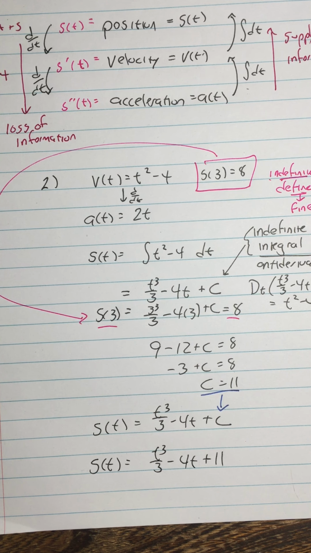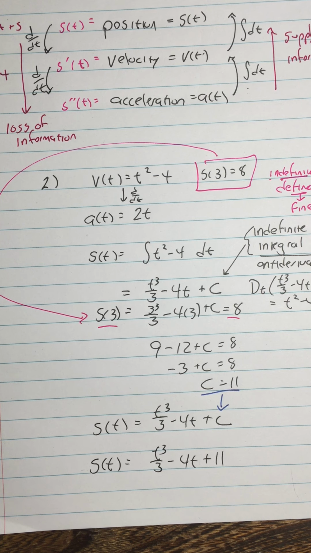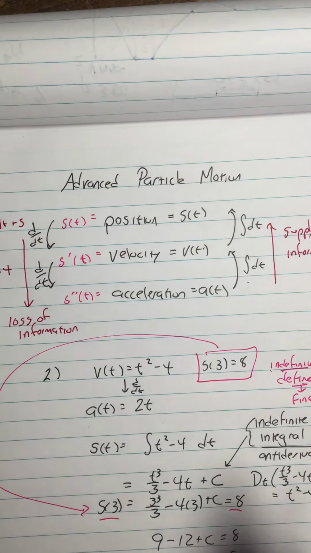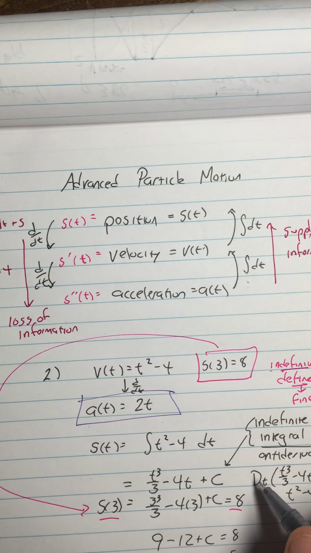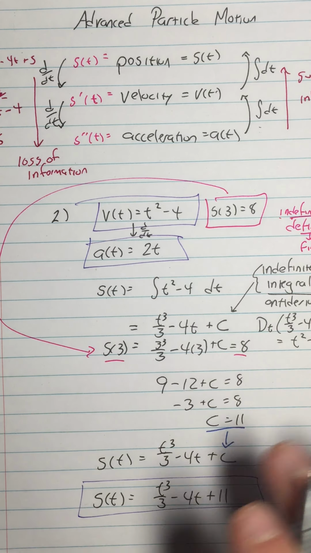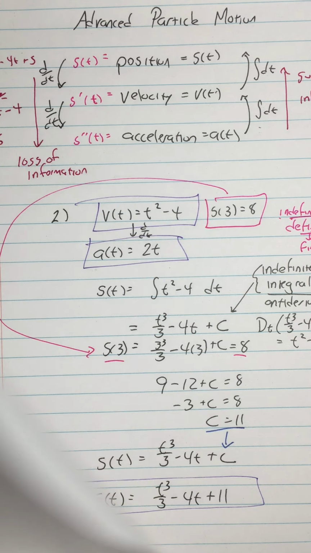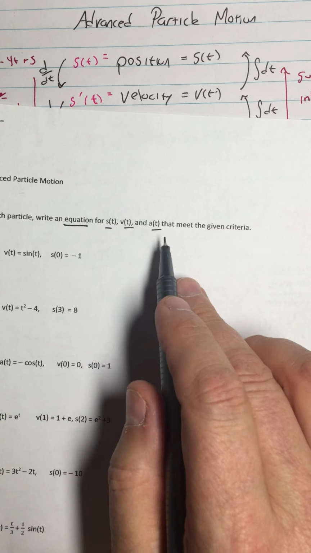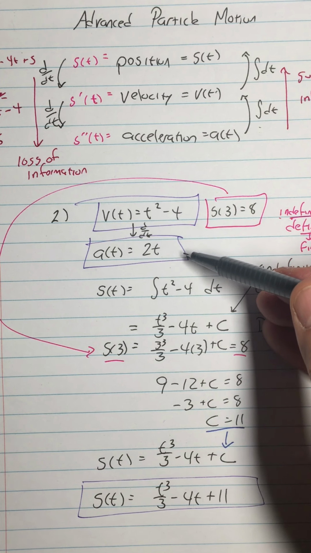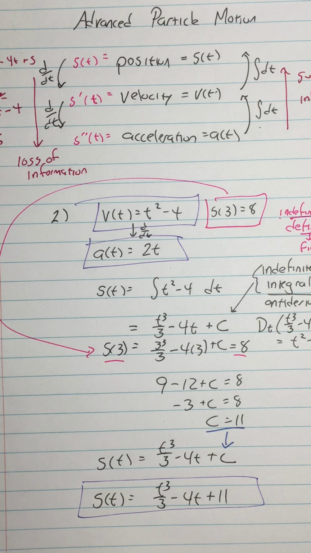All right, so now in terms of answering my question, I have s of t as a function, I have a of t as a function, and v of t, which was given. So my job was to get an equation for s of t, v of t, and a of t, and here they are. Not in order, v of t, a of t, s of t. All right, there you go. So we'll do a little bit harder one next.